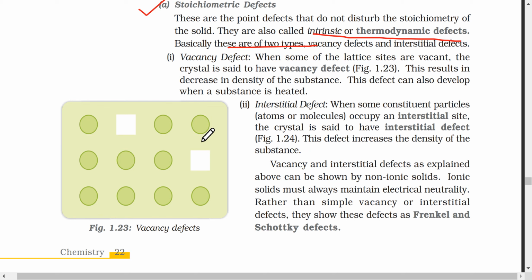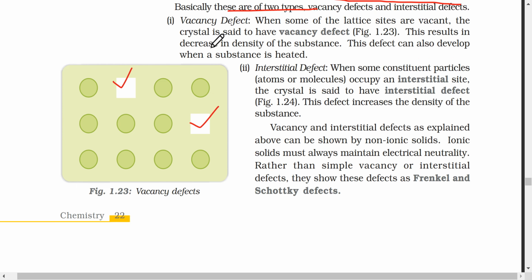What is happening in this? The stoichiometry is remaining the same. What will vacancy be? Very easy. Empty space, void present. Fine. When some of the lattice sites are vacant, the crystal is said to have vacancy defect. Very easy here, the diagram itself explains it. This results in decrease in density of the substance. When there is empty space, the density decreases.